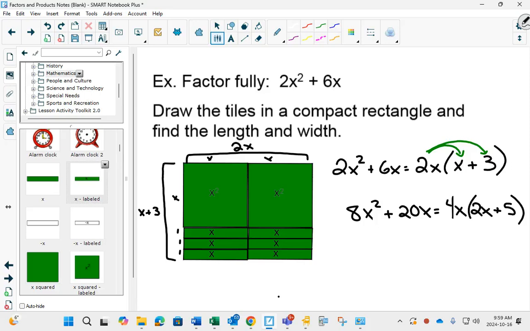Again, you can do a quick check to see if you're right. And that should be a habit with factoring. You should do a quick check to see if you're right. Okay?